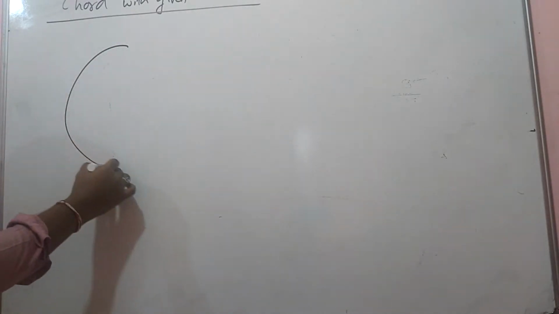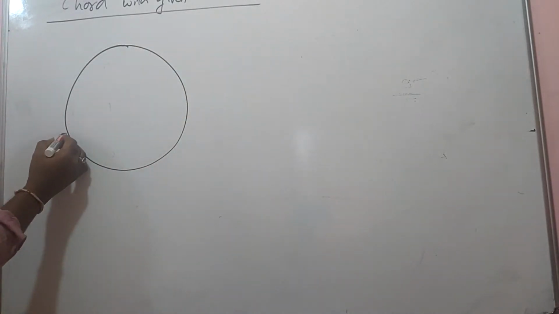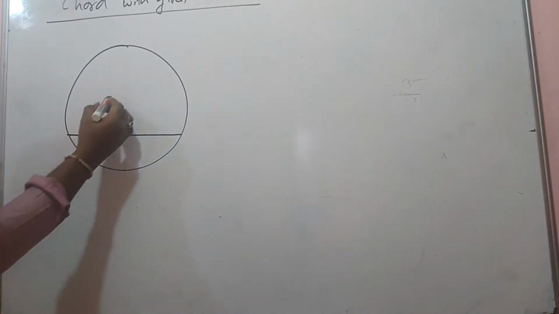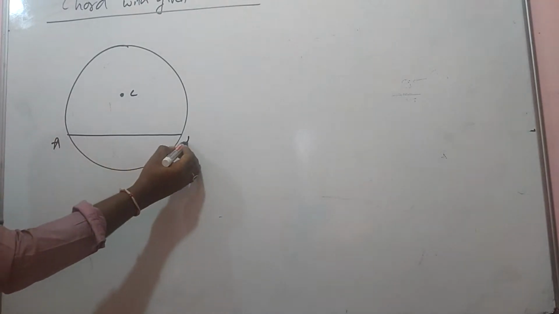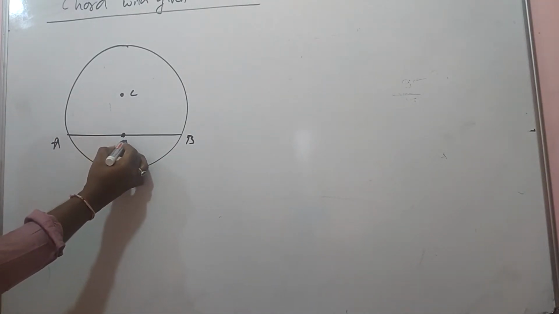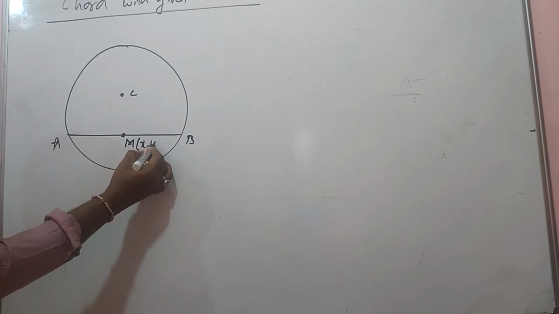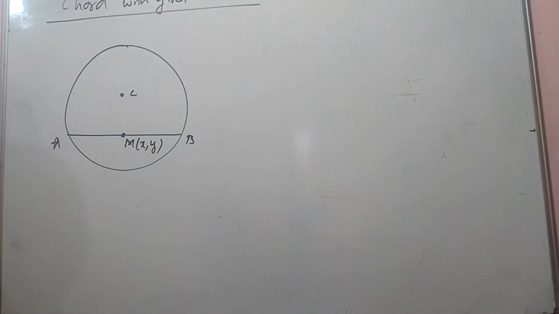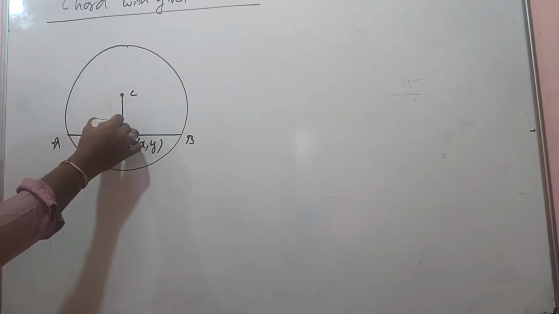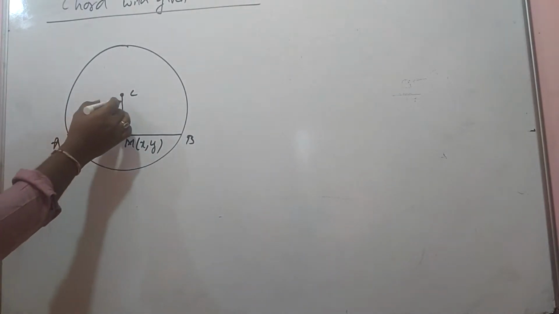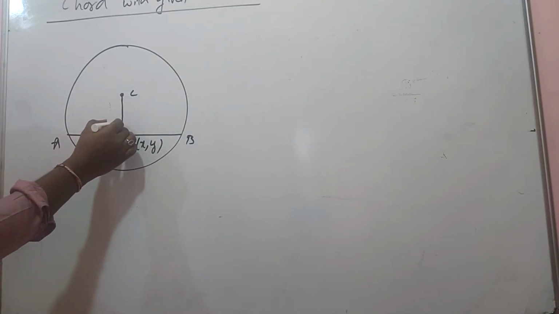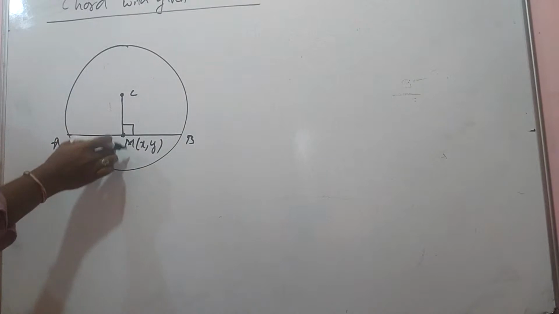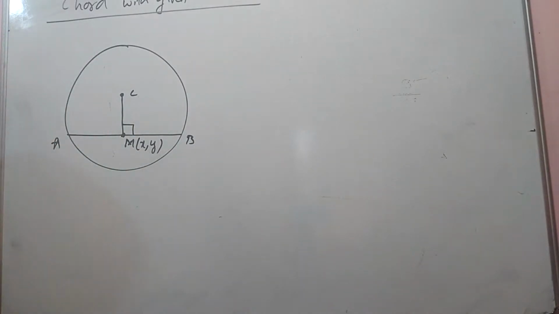Here there is one circle and you have a chord. The center of the circle will be somewhere here. AB is the chord, and they have given a midpoint, x comma y. The center will be there. If you draw this, you know that the line joining the center to the midpoint of the chord is perpendicular to the chord.